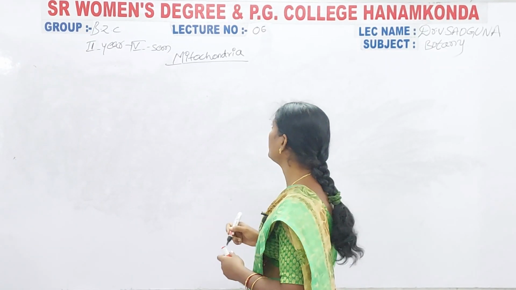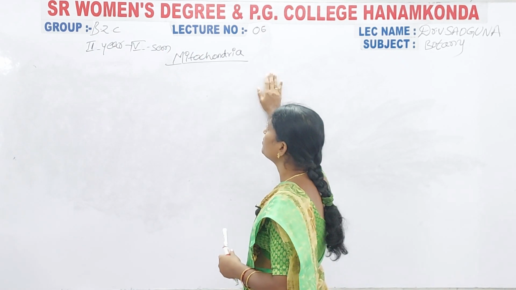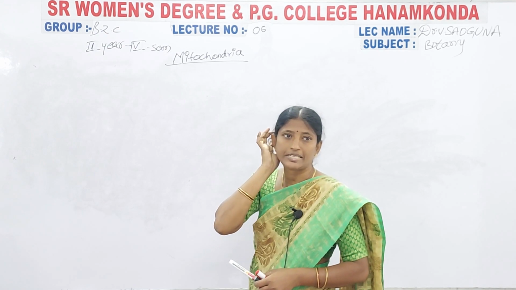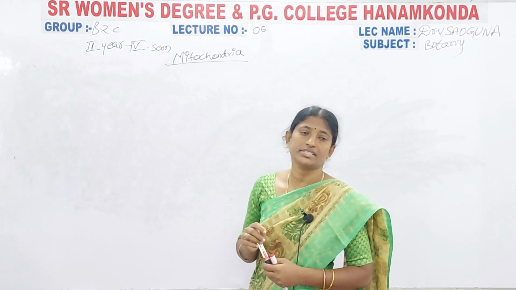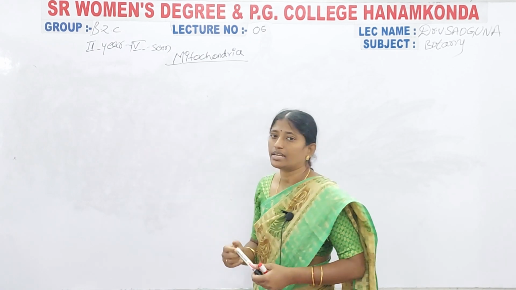Now going to the topic of mitochondria. This is one of the cell organelles. Mitochondria and chloroplasts, plasma membranes, Golgi complexes, these are the different types of cell organelles.